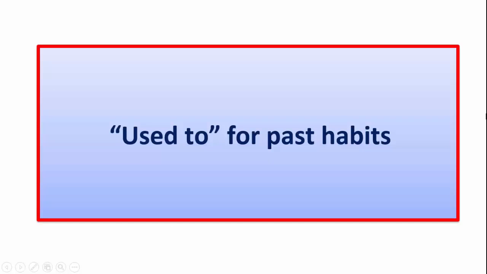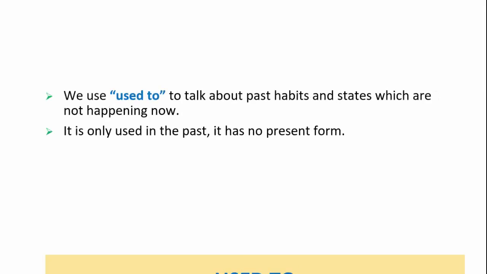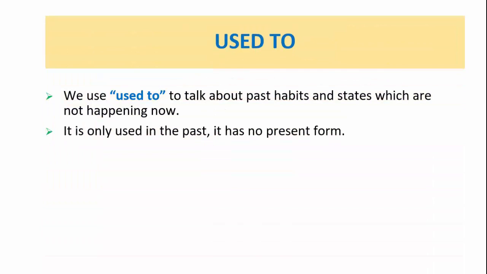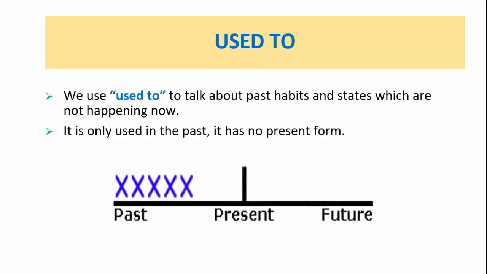Now let's continue with the next subject. It is used to for past habits. We use used to talk about past habits and states which are not happening now. It is only used in the past. It has no present form. As you can see, the actions happen in the past.